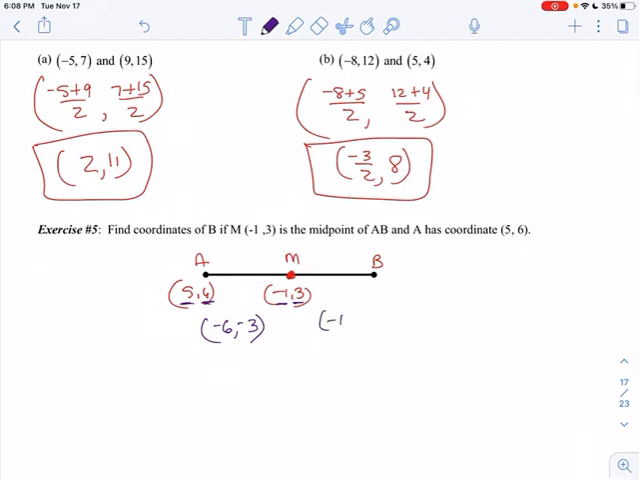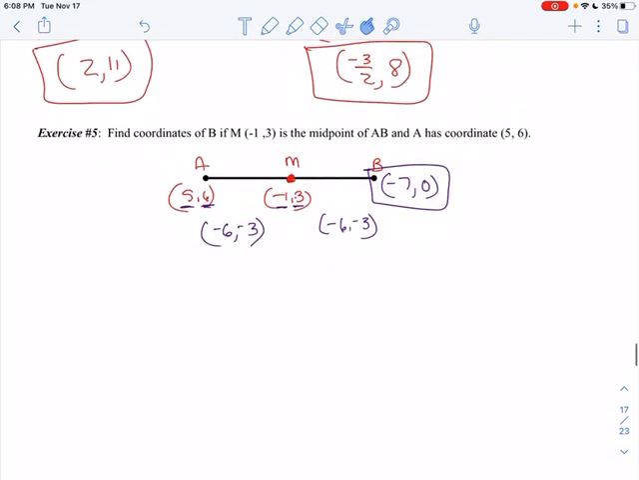Whatever you do, you have to do the same thing, because however far away A is from M, B has to be the same distance away. So you are going to subtract 6. Negative 1 plus negative 6 is negative 7. And you have to subtract 3. 3 plus negative 3 is 0. And that is my answer. So that's how you can do it without setting up an equation.